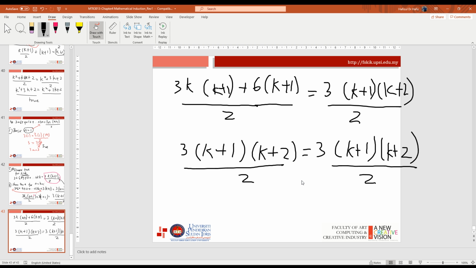By the process of 1, 2, 3, 4, we can conclude that 3 plus 6 plus 9 plus 12 plus dot dot dot plus 3n is equivalent to 3n(n plus 1) divided by 2 is true. Okay, this one is true because we got same here. Boleh ke?